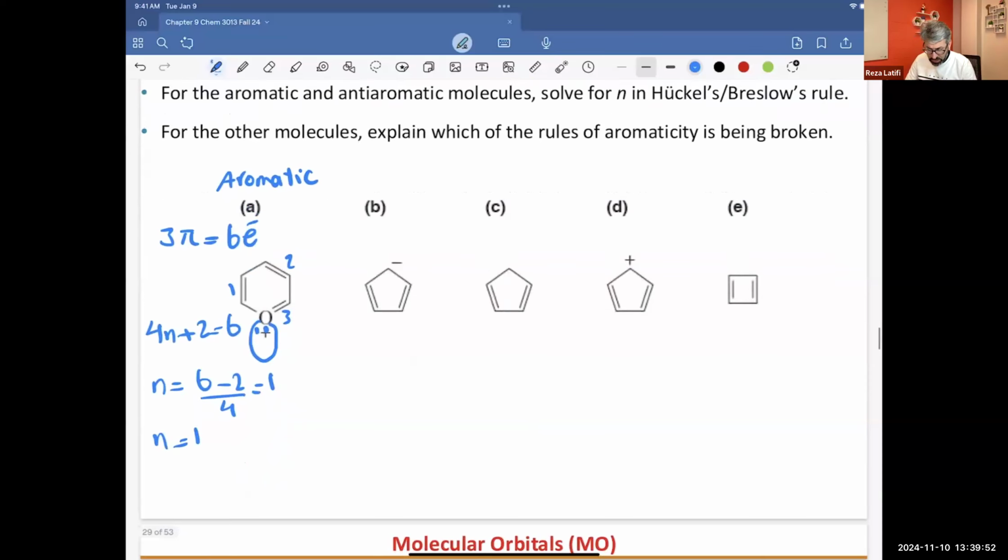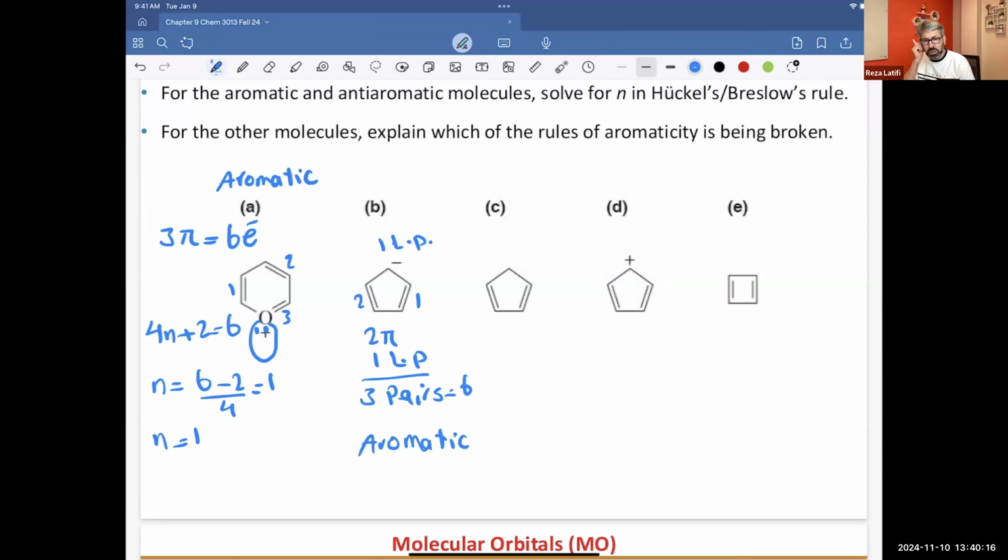Okay, next one. The next one we have 1, 2 pi bonds and 1 lone pair. So we have 2 pi bonds and 1 lone pair. That means we have 3 pairs, equal to 6 electrons. So this system will be aromatic.